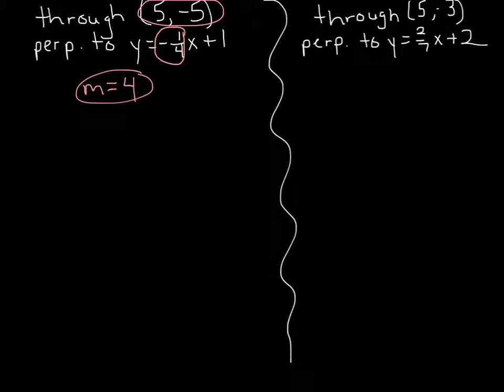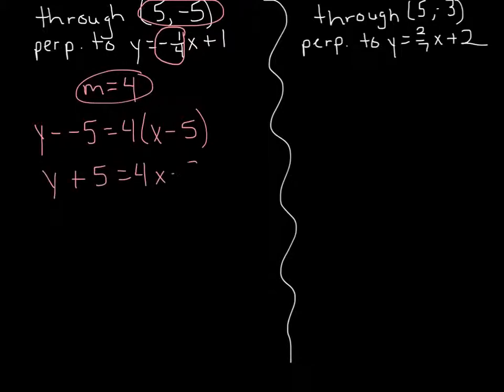Okay, now that you have your slope and a point, put it in point slope formula. So y minus negative 5 equals 4 times x minus 5. So this becomes y plus 5 equals 4x minus 20. And we subtract 5, so y equals 4x minus 25.